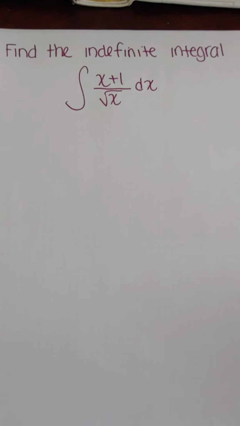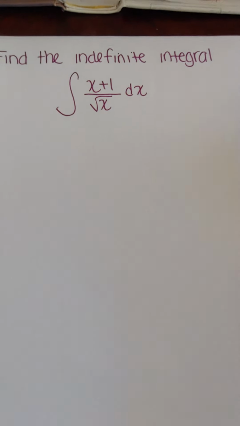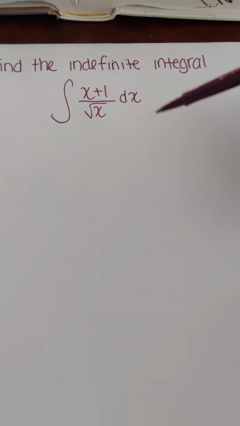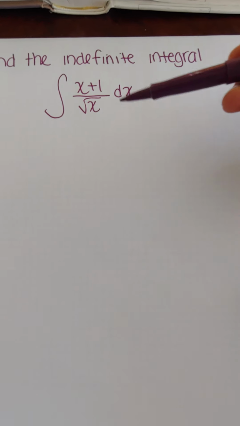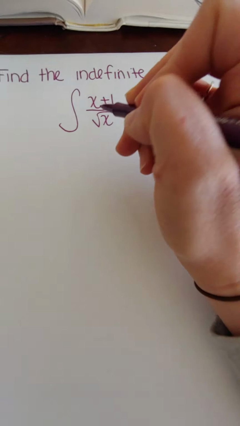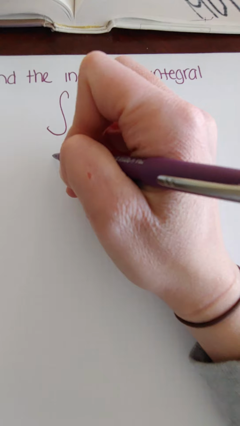All right, so I'm going to give you a little more of a more challenging indefinite integral. Sometimes it's a little bit easier to rewrite the polynomial first before you find the integral. So I'm going to rewrite this by placing them both on top of the square root of x separately.